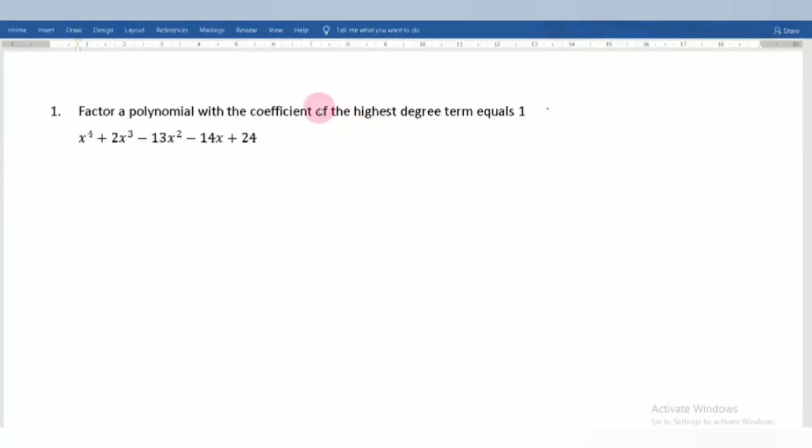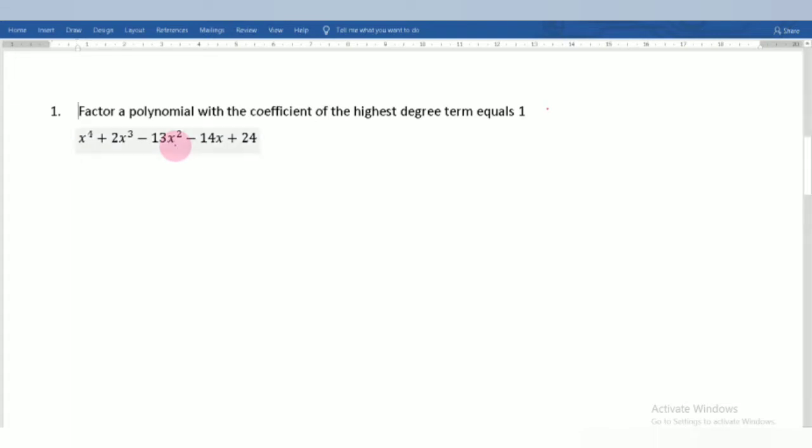Now this is the application. There will be two different cases that we will discuss. The first one, we factor a polynomial with the coefficient of the highest degree term equal to 1. What does it mean? For example, this is the polynomial that we want to factor. The highest degree term is this one, x to the 4th power, and the coefficient of this one is 1. Since there is no number displayed, based on the agreement, it is actually 1. So this is the first case, where we have 1 as the coefficient of the highest degree term.